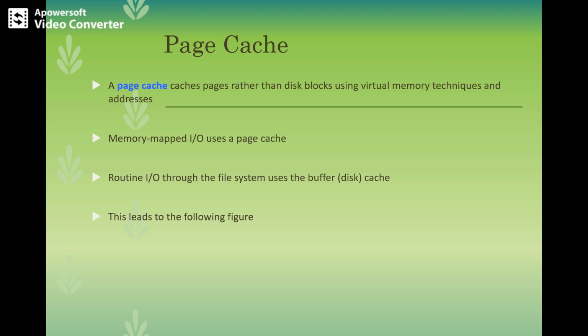Other systems cache file data using a page cache. Page cache caches pages rather than disk blocks using the virtual memory techniques. So this page cache will use virtual memory techniques to cache the file data, and caching the file data uses virtual addresses, and that is known as unified virtual memory, wherein several systems use page caching to cache both process pages and file data. So this is called unified virtual memory.